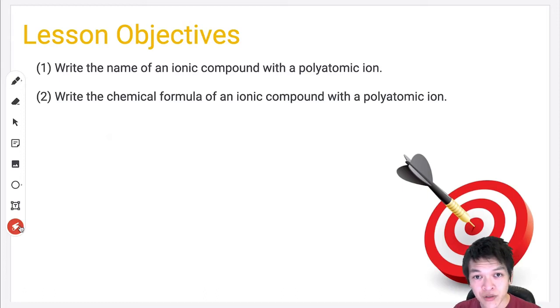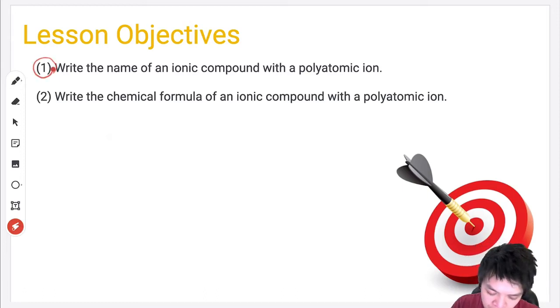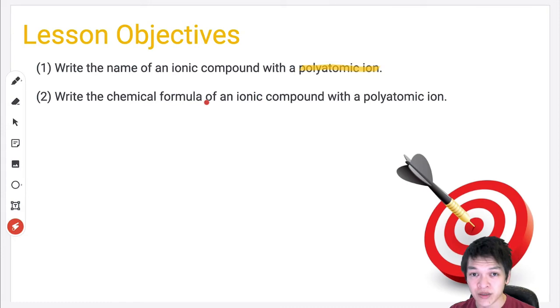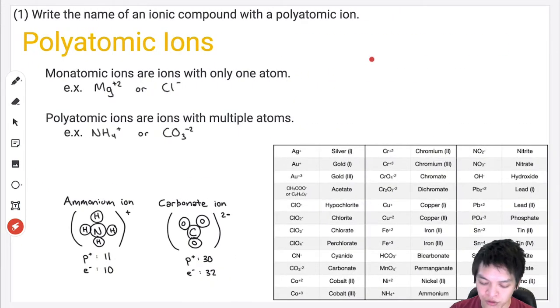In this video, we have two learning goals. The first one is to write the name of an ionic compound, but this time with a polyatomic ion. And then we're also going to be able to write the chemical formula of that ionic compound that contains a polyatomic ion. So let's get to our first goal.